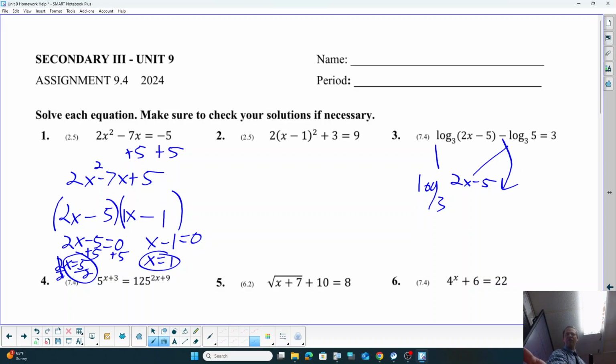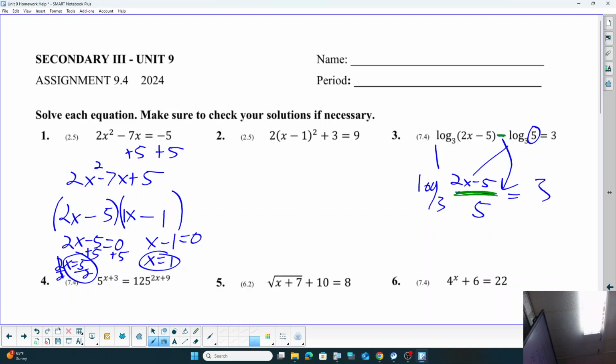Reviewing. This is so good to review for the whole year, to get ready for math next year. Divided by what? So subtraction becomes division. Subtraction becomes division. Divided by, and then 5.